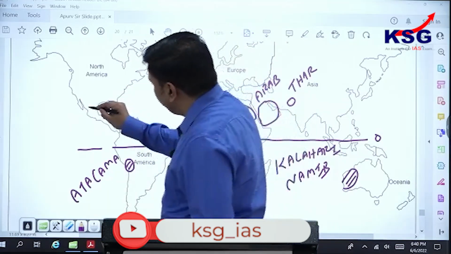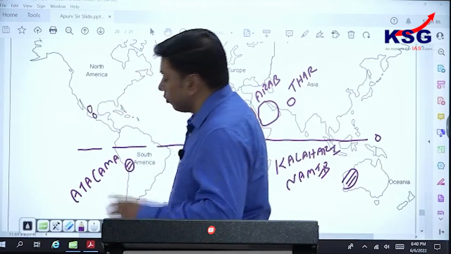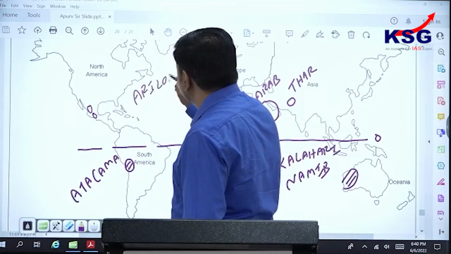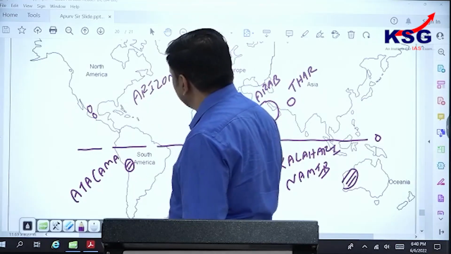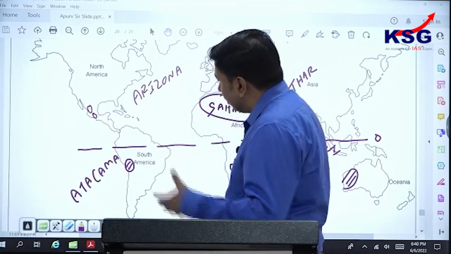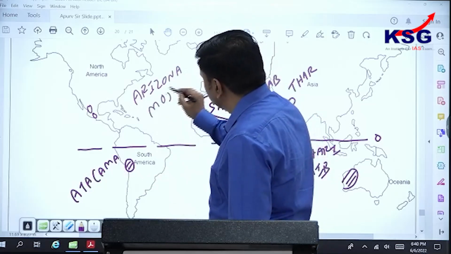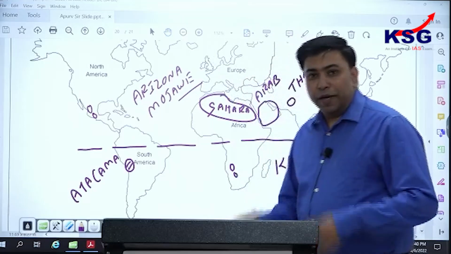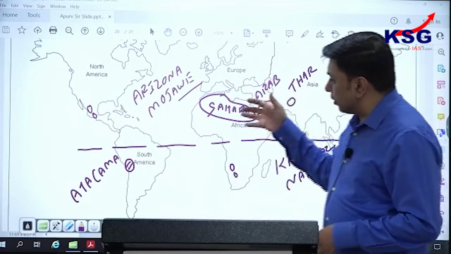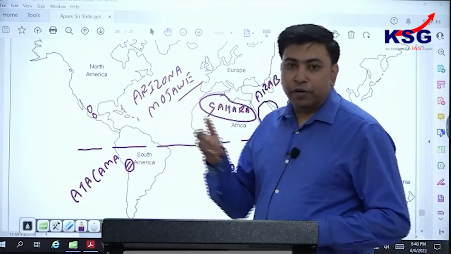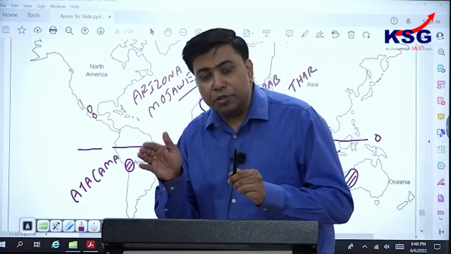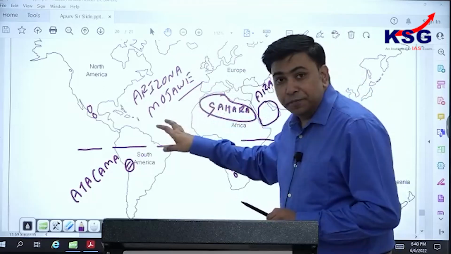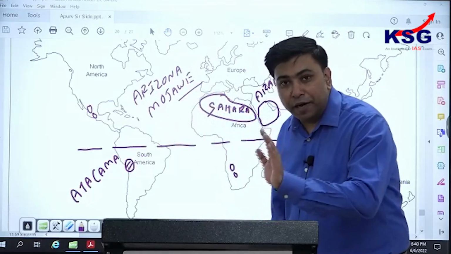Similarly, if you see, there are two more important deserts along the western margin of North America. One is called Arizona. And then of course one more desert known as Mojave. Done. So my concept over here is that number of deserts are located in so many areas over the surface of earth, but if you closely observe, then you will find that all these deserts are located in the zone of subtropical high pressure belt.